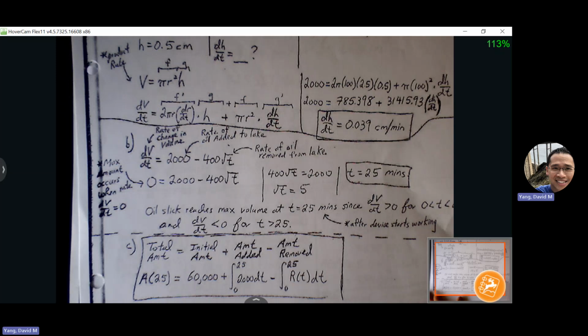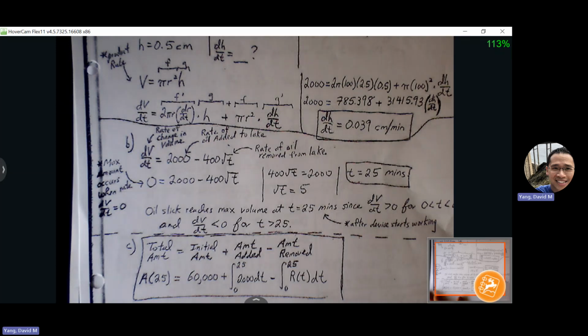So if I set dV/dt equal to 0 and solve for t, I figure out that 25 minutes is how long this is going to take before this reaches that 2,000. Because after 25 minutes, this 400 root t is going to start doing its job and start decreasing the amount of oil in the lake. Okay. So once you have that 25 minutes, then you can shift that over to part C.